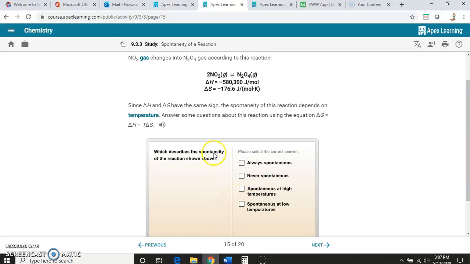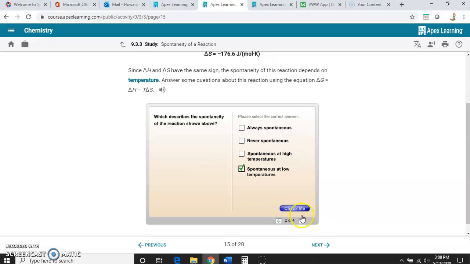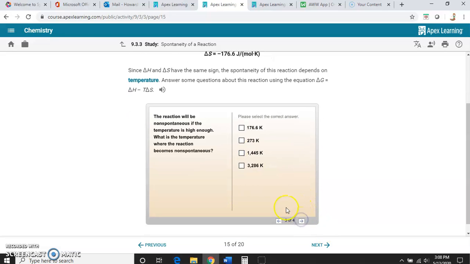Okay, so since they're both negative, it's not going to be always or never. It's either going to be spontaneous at high temperatures or spontaneous at low temperatures. Well, it's going to be spontaneous at low temperatures. And if we plugged this in, we need a very high temperature for it to be non-spontaneous.